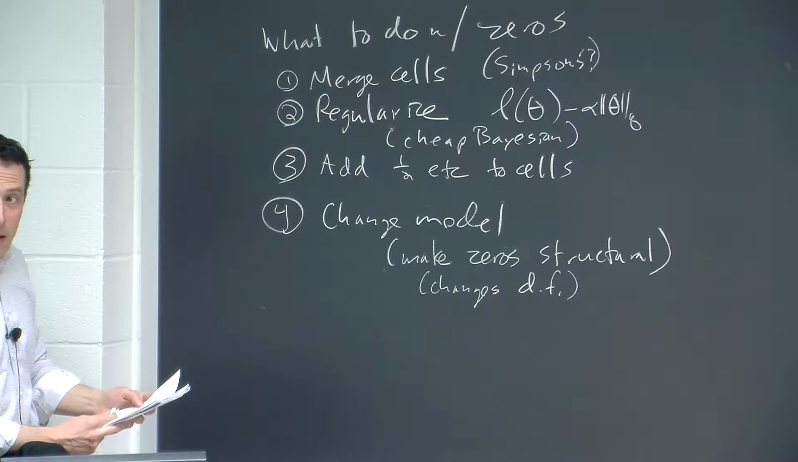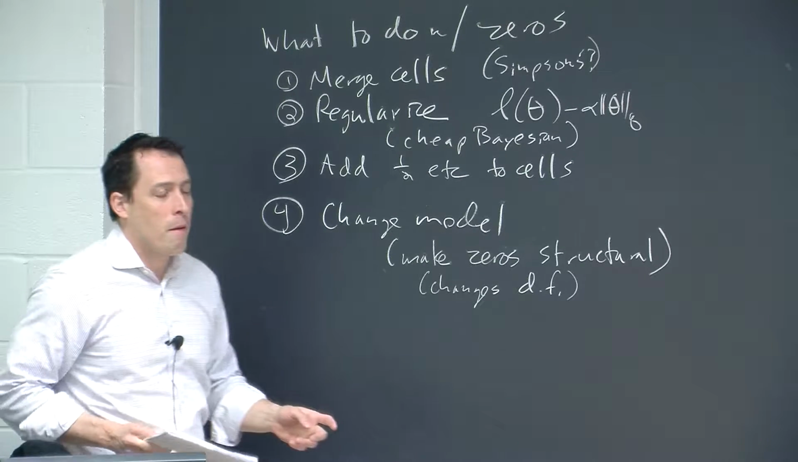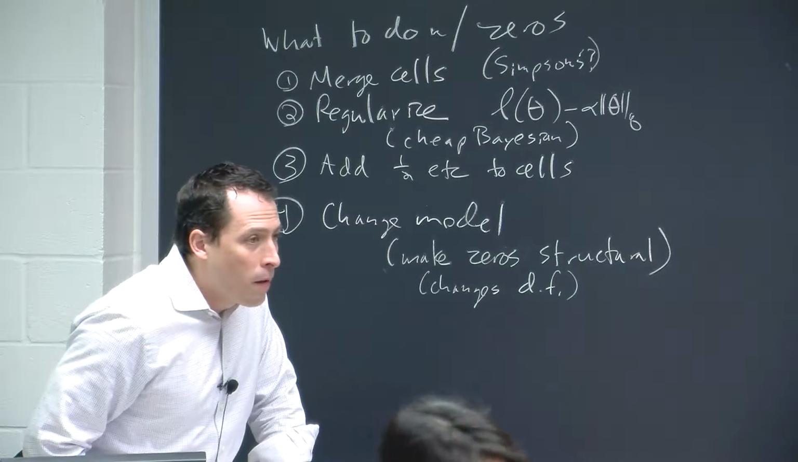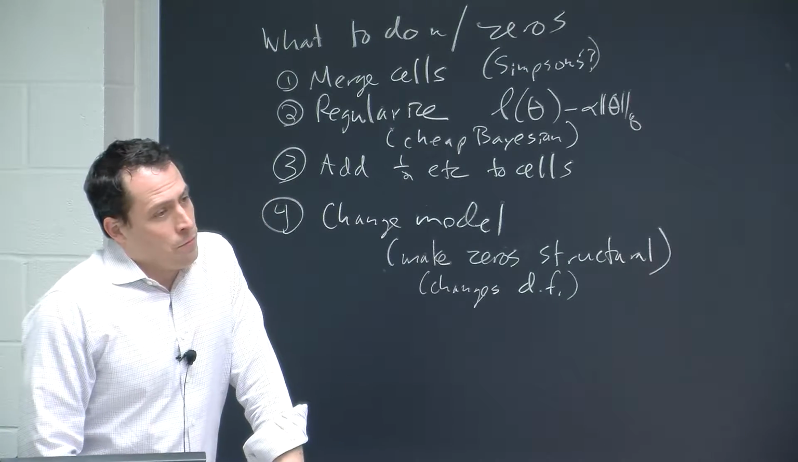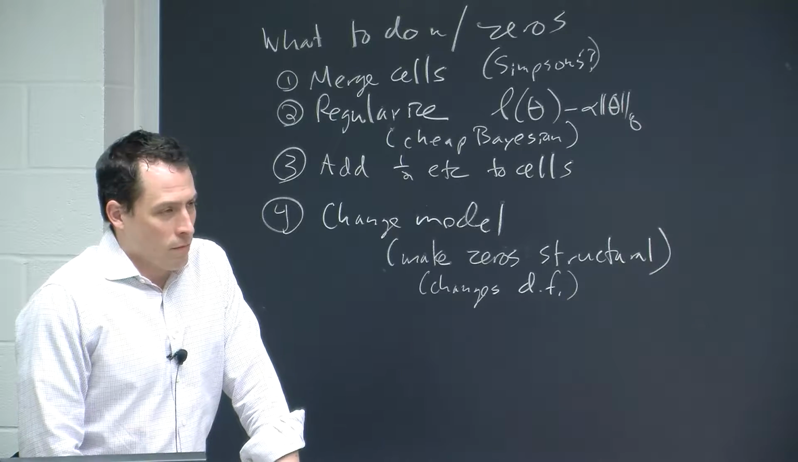Yeah. I'm wondering about the data structure here, whether it's saying there are a lot of zeros, kind of the sparse matrix, right?